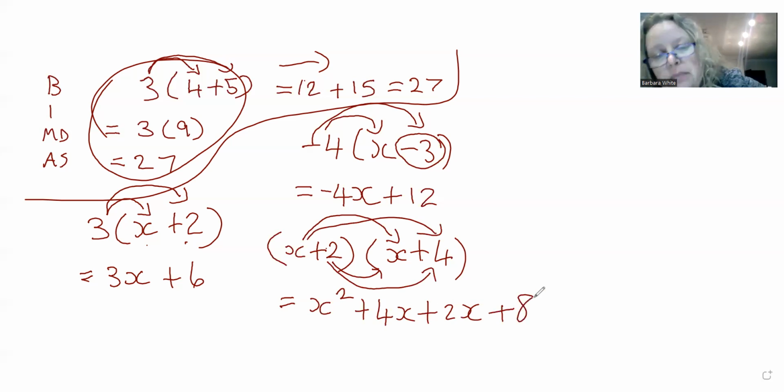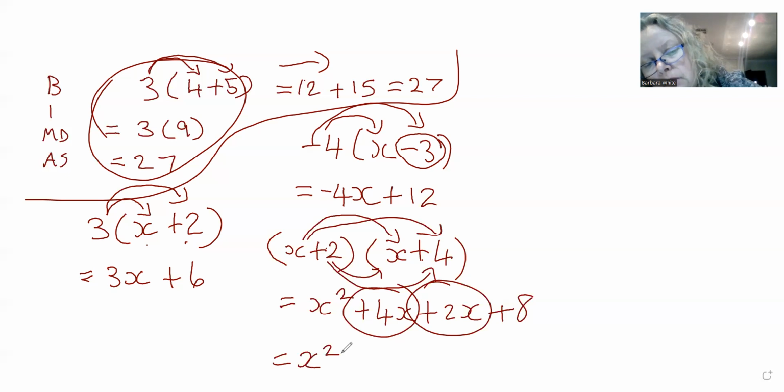And then, of course, we're going to simplify this by collecting like terms. Those two are like terms. So 4x plus another 2x is 6x, and plus 8 on the end, because we can't count up x's and just plain old numbers. Okay, I'm going to clear that, and we're going to look at going back the other way, putting things back into brackets, which is called factorising.